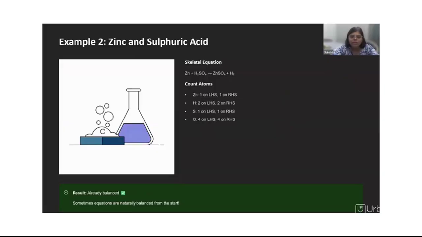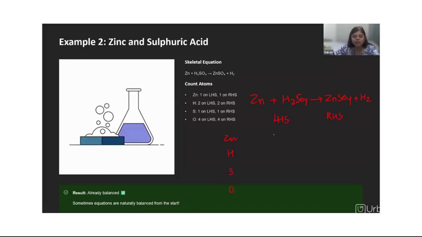Okay, now let us move forward. We have another skeletal equation, that is zinc plus H2SO4. Do you all know what is the name of H2SO4? Yes, it is sulfuric acid giving us zinc sulfate plus hydrogen. Let us check, is the equation balanced or not balanced, right? So again, let us put left hand side and RHS. So zinc, we have hydrogen, we have sulfur, and we have oxygen.